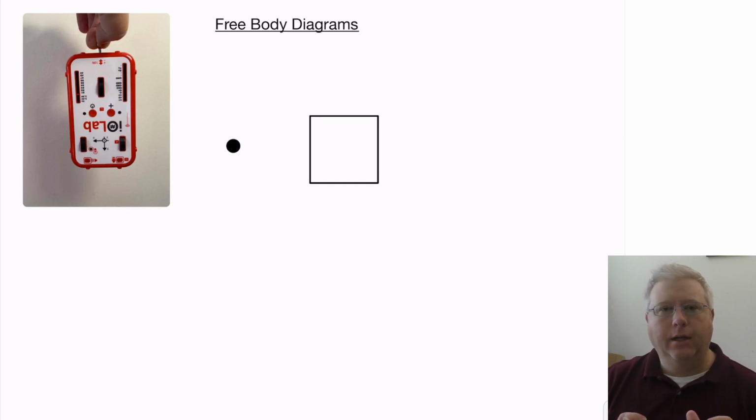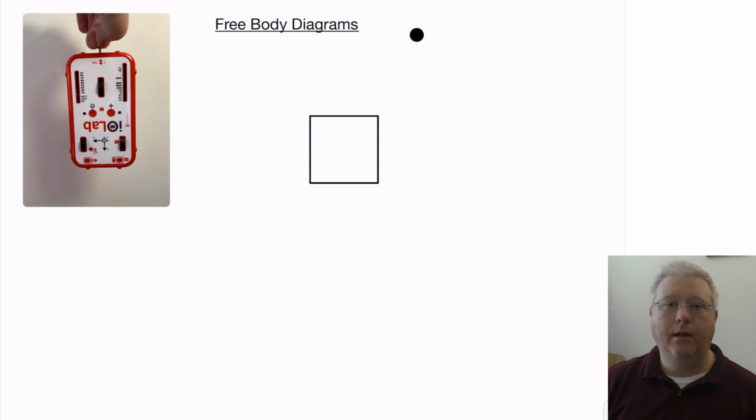All right, so we can represent the body or the object in a couple of ways. We can represent it with the particle method, remember, where we just use a dot. Sometimes it's easier to represent it as a box, and that's how I'm going to do it here. That makes it especially easy when representing the iOLAB device too, because it's basically like a little box.